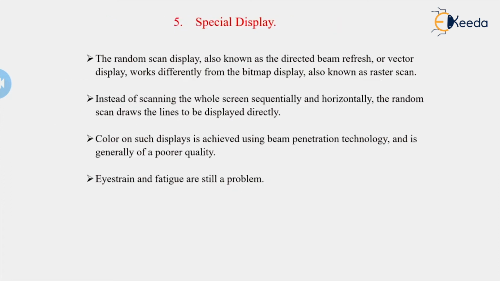Then you have special displays. What special displays are available? They have the random scan display, also known as directed beam refresh or vector display. It started from the bitmap. Like our bitmap, the image pixels are arranged in a triad form. Instead of scanning the whole screen sequentially and horizontally, the random scan shows a line display directly. What happens is that sometimes eye strain and fatigue develop because it reflects to our eyes.